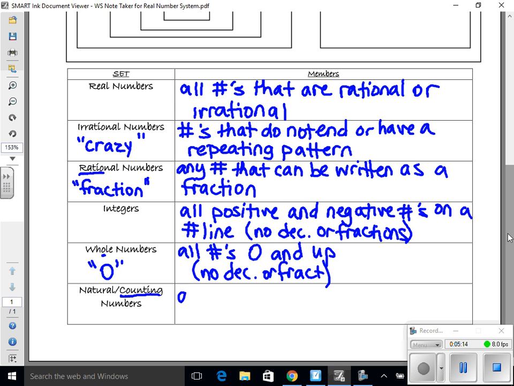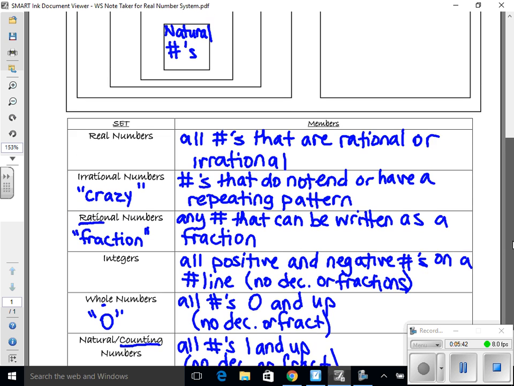So these are all numbers 1 and up. And again, no decimals or fractions. And if you notice these last two subsets, there is only one number difference between the two. All natural numbers are whole numbers. There's one whole number that is never going to be natural, and that's the number 0. So that is the only difference between those last two subsets. Otherwise, they're exactly the same.